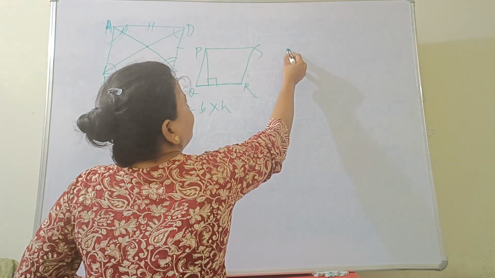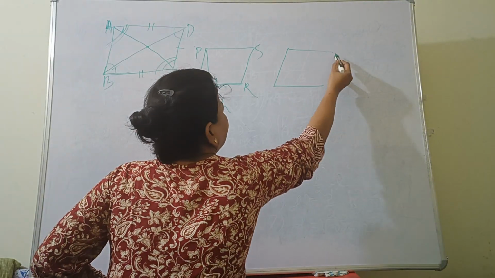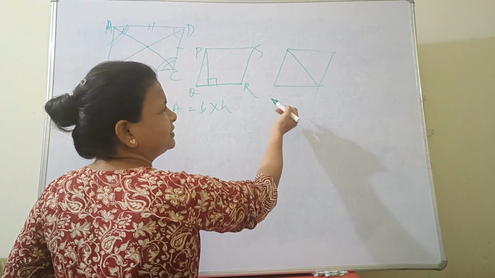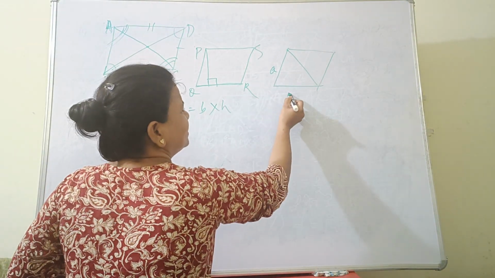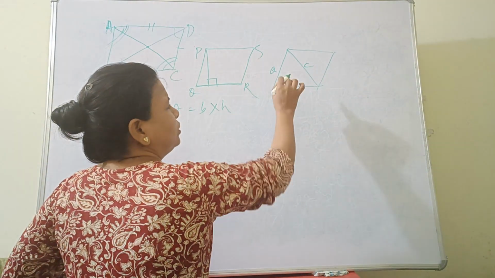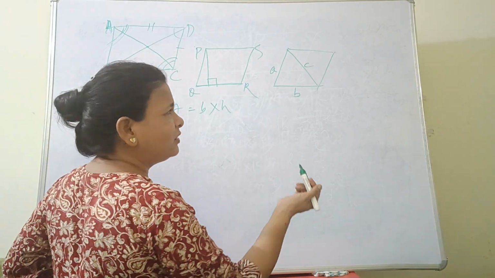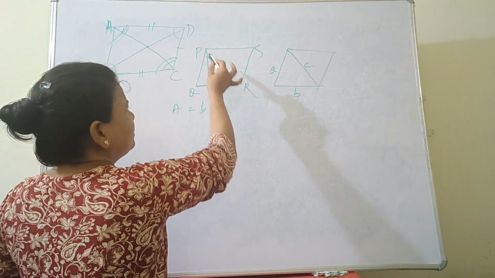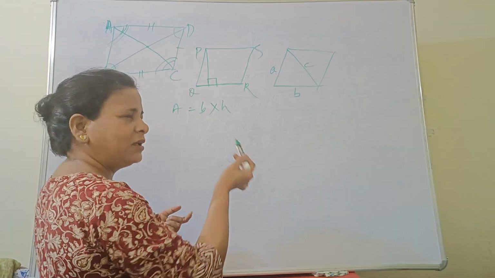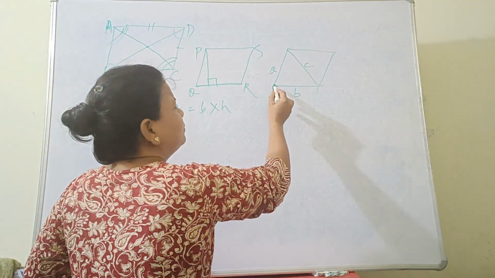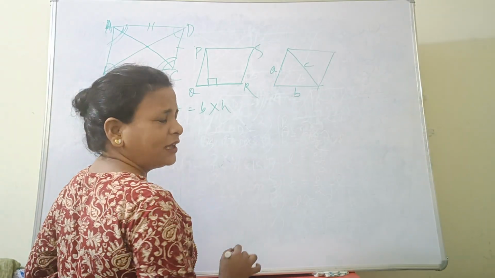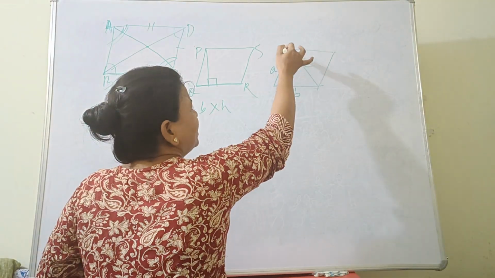Another case is there when a parallelogram is given with one of the diagonals and two adjacent sides. Let this be A, let this be B, and let this diagonal be C. In that case, how can you get the area of the parallelogram? You have learnt base into height. That is the case when one side and the perpendicular to it is given. But when two adjacent sides of a parallelogram and one of the diagonals is given, in that case you would get a triangle.